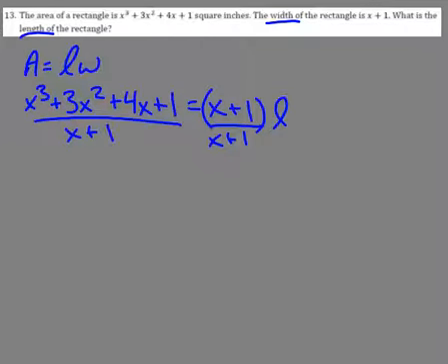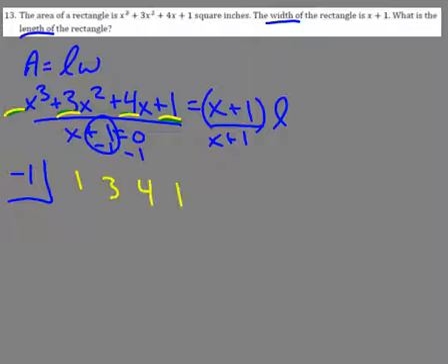Now we could do long division, or we can know that x plus 1 equals 0. You subtract the 1. We could put a little negative 1 up here. Then we could write down these constants. Alright, so 1, 3, 4, 1. You're going to drop the 1. It's going to be a negative 1. Just kidding. If you drop the 1, it's a 1. But you're going to multiply it by the negative 1. So you'd have 1, negative 1.